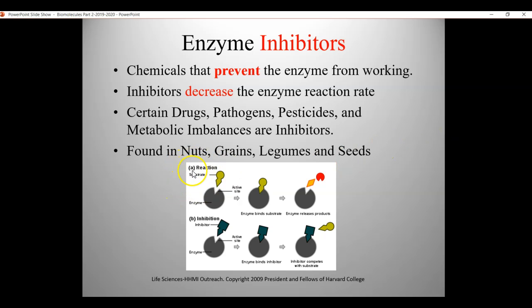So right here at A, you have a reaction. The substrate comes in, attaches to the active site, goes through the process of enzyme binding, and then comes out in its products. However, if this inhibitor attaches to the active site, the substrate has nowhere to attach. So when it comes in, it's another form of competition. They're competing for the same resource. In this case, the resource is its enzyme. So the substrate and the inhibitor are the same shape.